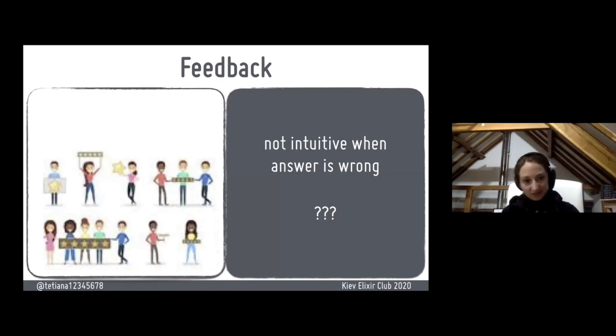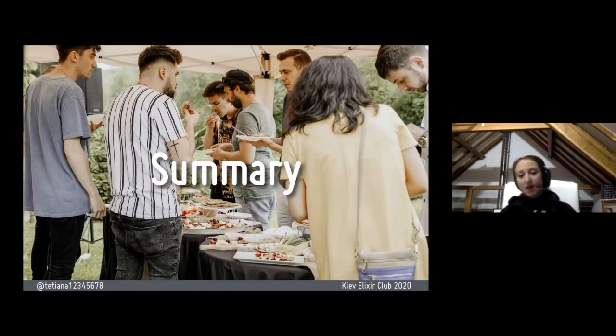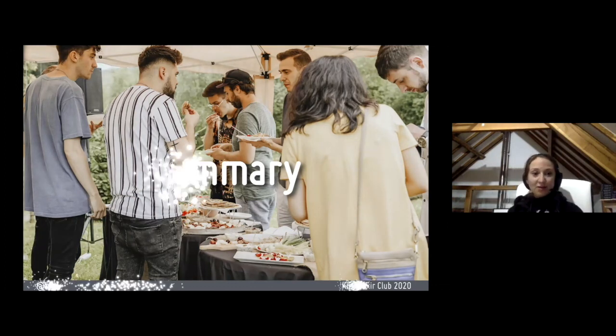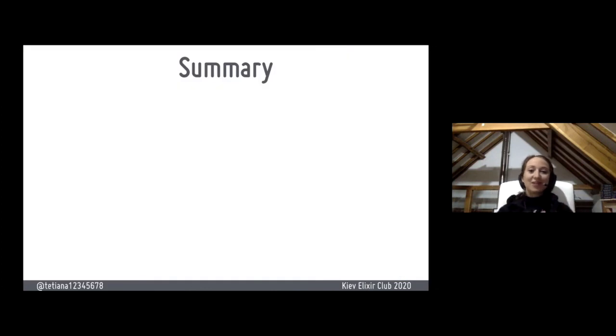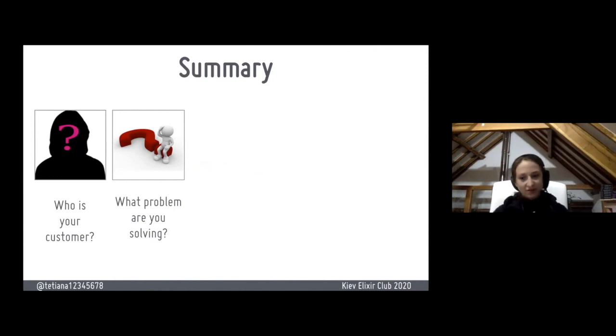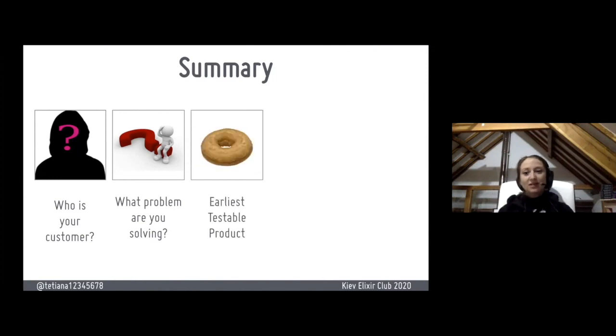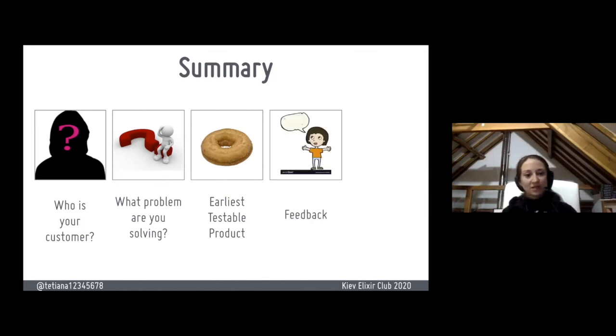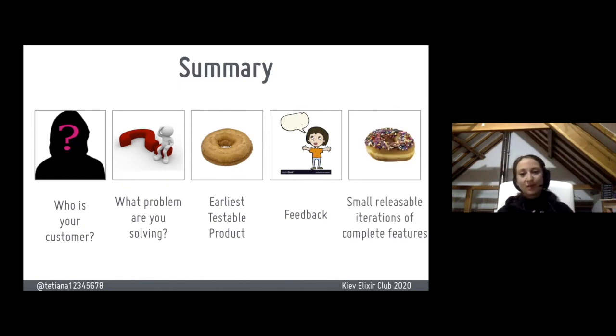And with that, let's summarize the lessons learned by us and shared with you just now. If you remember those steps, then you'll guarantee to have a happy customer. First, learn about your customer. Then identify what problem customer is trying to solve. Then release earliest testable product. Then receive feedback. And then make small improvements. And repeat the last two until you reach your lovable product.